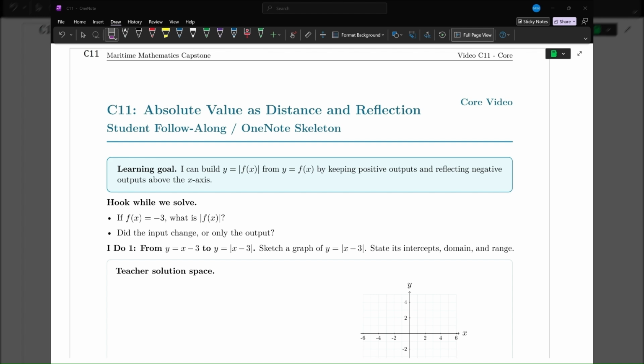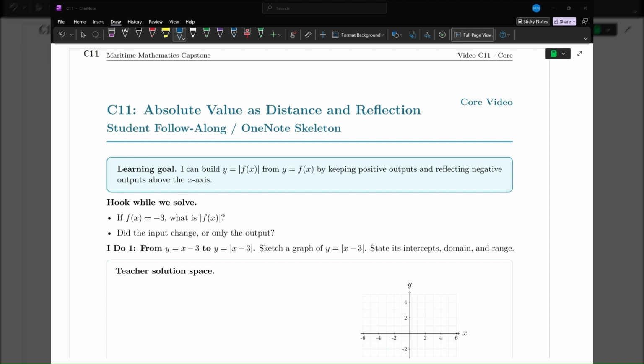So our learning goal you can see is similar to other videos. We're going to look for internal structure. So if we see a function y equals absolute value of f of x, we're going to look at what that inside function is, use our skills on the inside function, and then build up the whole absolute value function. So you can see the hook there.